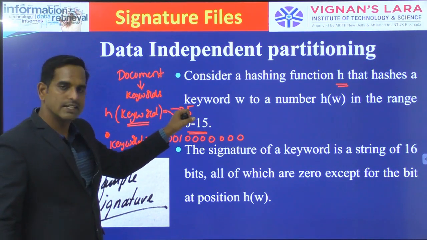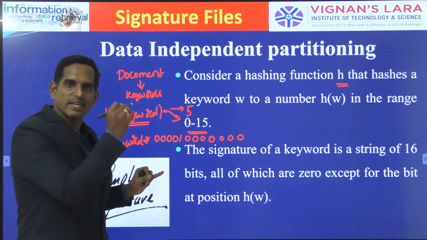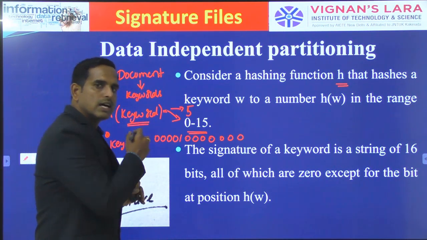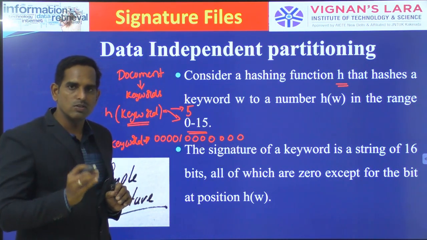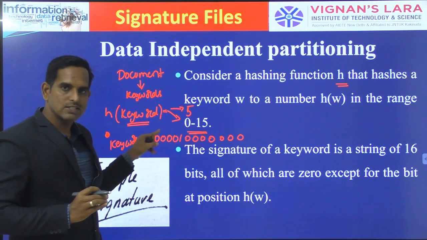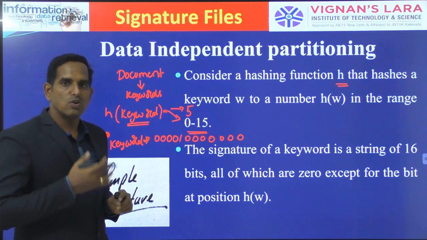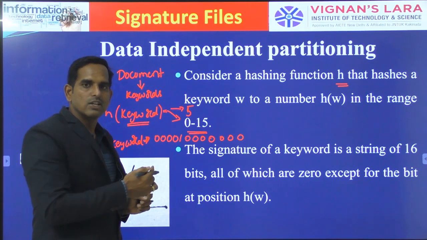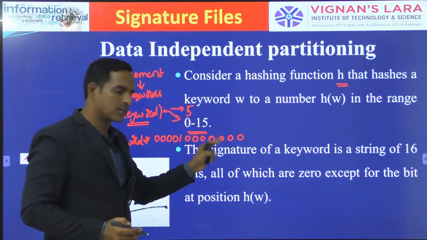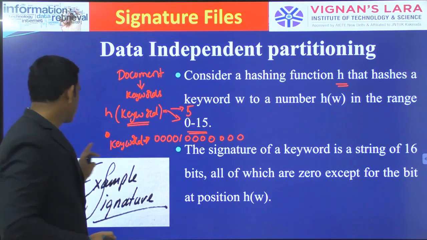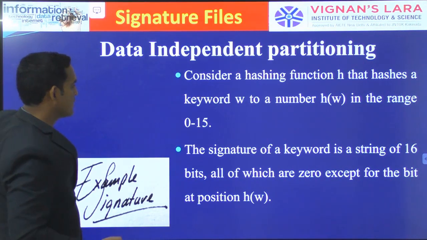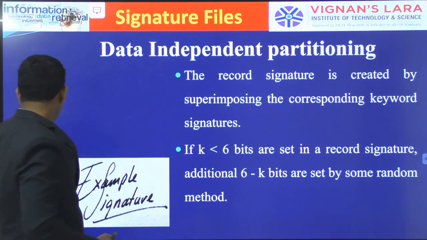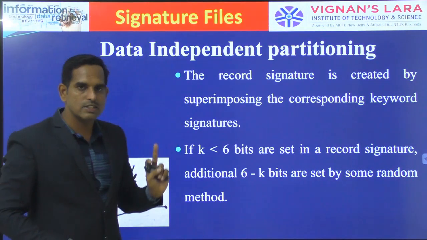So whatever value the hash returns, that particular bit position will be set to 1, and the remaining positions will be set to 0. That will be your particular signature. For each and every keyword you have, you have to generate the signature for that keyword. After generating the keyword signatures, you have to generate your record signature.